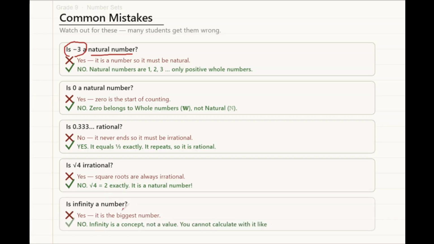Is infinity a number? As we have already seen with infinity and the concept of limit, infinity is not a big number, it's just a concept, right? It doesn't have an actual value. I hope these examples will help you to think deeper into this topic.